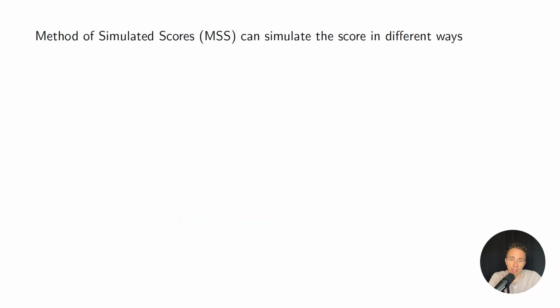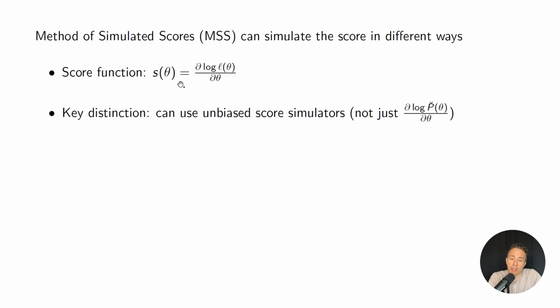Then finally, what is method of simulated scores? Well, basically, it's a way that we can use the score function in our model to inform us about the estimates. So what is the score function? Well, it's the derivative of the likelihood with respect to the parameters. You might call it the gradient vector. And we want to find the theta such that the score is 0. We want to minimize that score to estimate the parameters.